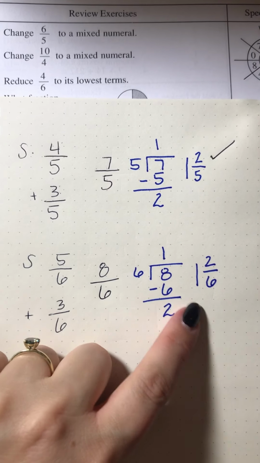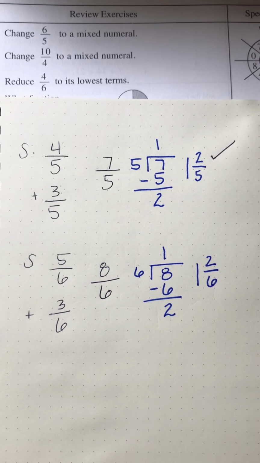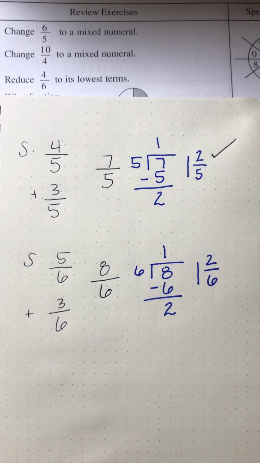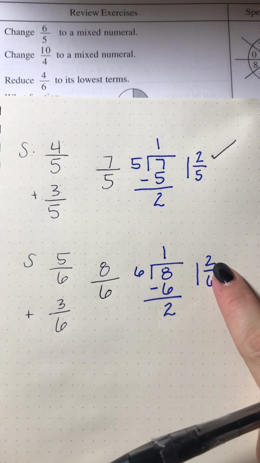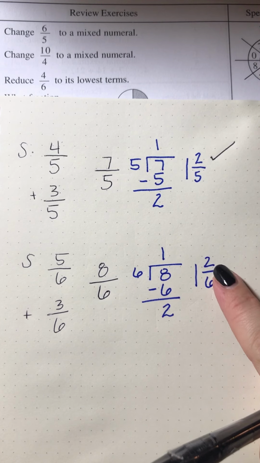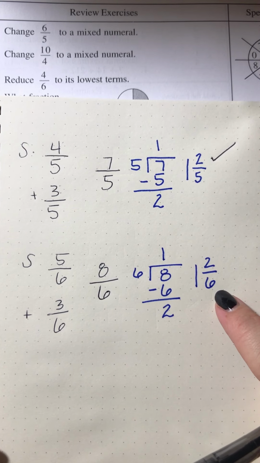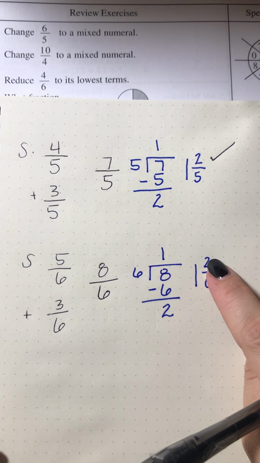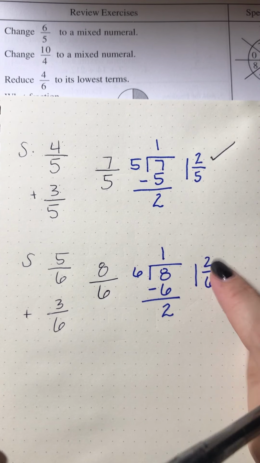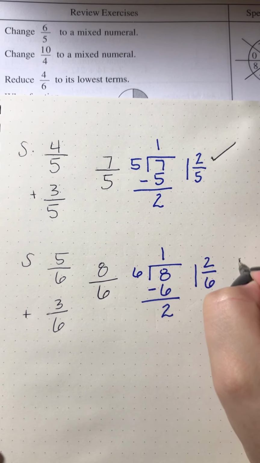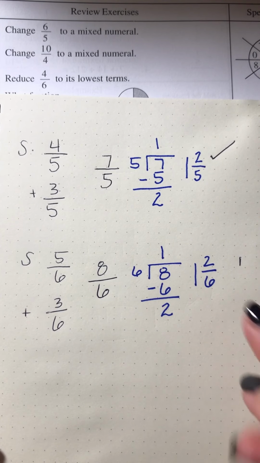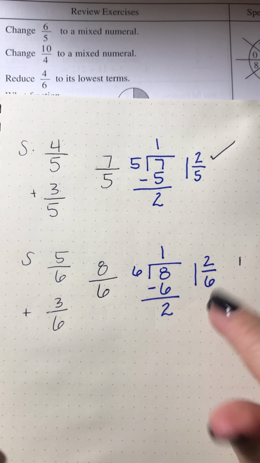But in this case, this can be reduced, just like on Tuesday. So we can see that 2 actually fits evenly into 6. So this number can be reduced by how many times does 2 fit into 2? Once. How many times does 2 fit into 6? 3.